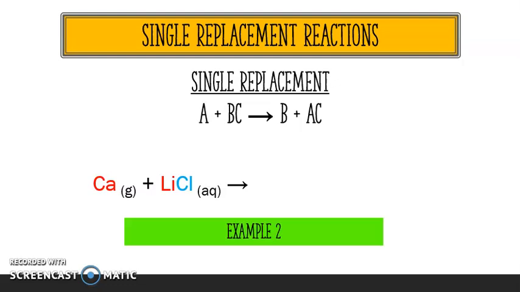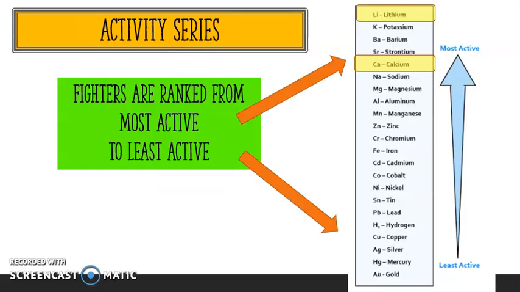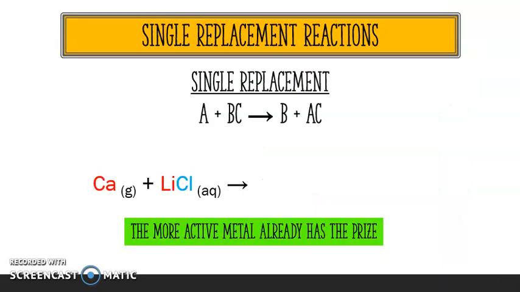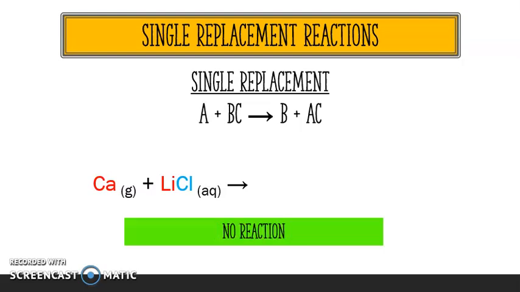So again, we have calcium and lithium fighting for chlorine, but if you'll notice, in this orientation, we've actually switched their positions. Lithium, again, is at the top, where calcium is a little bit lower. Lithium is still predicted to win this fight. But lithium already has the prize of chlorine. So does anything happen? No. In this case, when the metal that is higher up on the list is already on the inside of the compound, we would predict that no reaction would occur. You can actually simplify this just by simply writing NR on the product side.